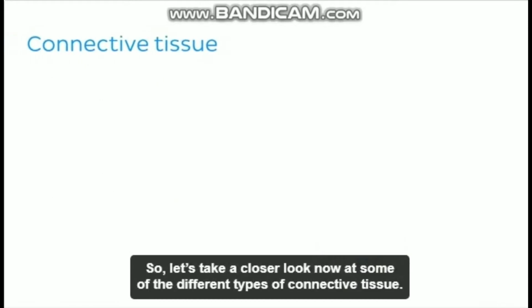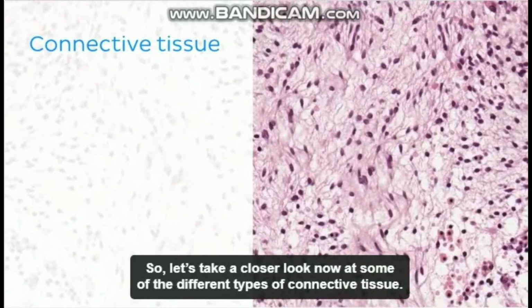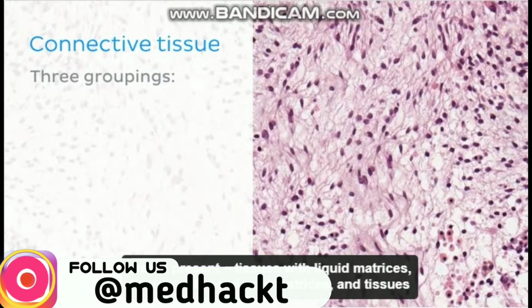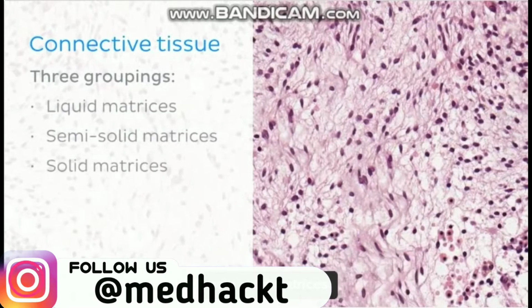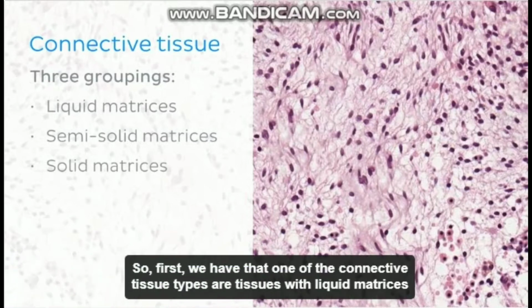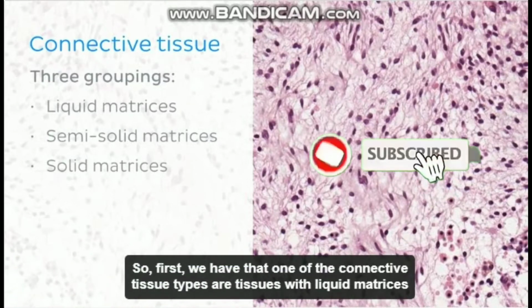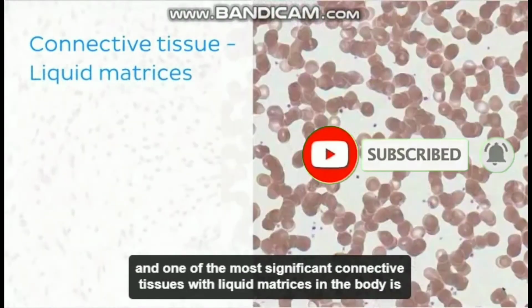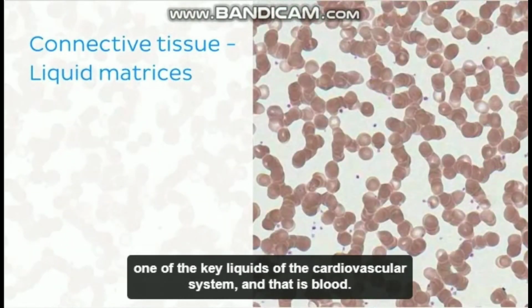So let's take a closer look now at some of the different types of connective tissue. So there are three groupings of connective tissue based on the type of extracellular matrix present: tissues with liquid matrices, tissues with semi-solid matrices, and tissues with solid matrices. So first we have the tissues with liquid matrices. And one of the most significant connective tissues with liquid matrices in the body is one of the key liquids of the cardiovascular system, and that is blood.